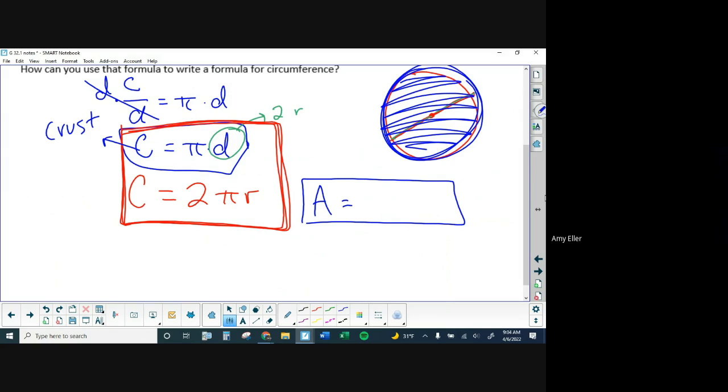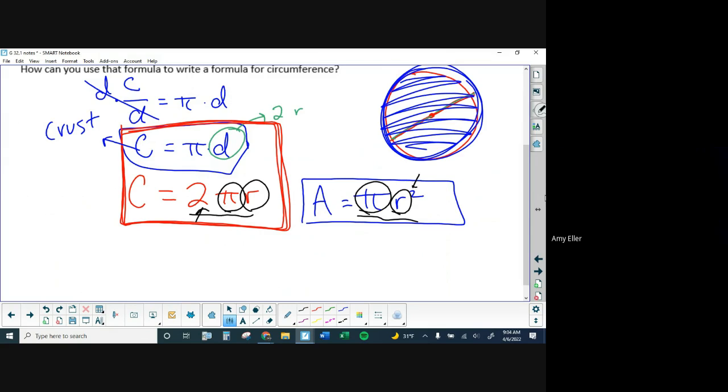Yeah. Pi r squared. You got it. Pi r squared. And you heard me say, no, pi r round. Pi r squared. I don't just want the crust, I want the whole area. Be careful because these formulas look similar. They both have an r. They both have a pi. One of them is times 2, and one of them is r squared. It's a little bit different.